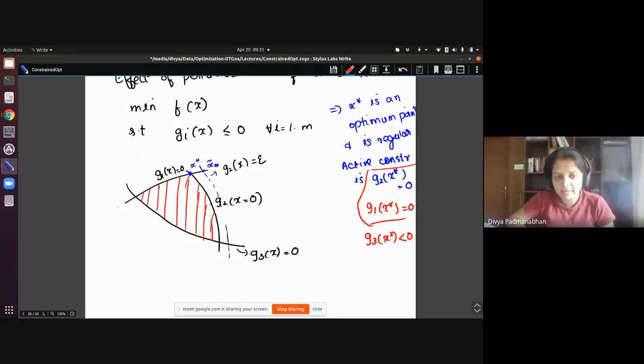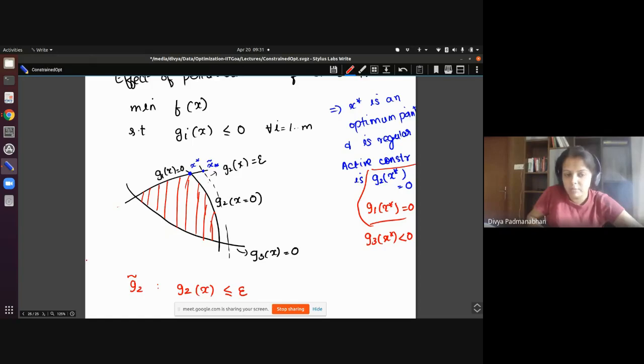Now what I'm going to do is change the constraint a little bit. I'm going to change the second constraint, g2(x) = 0. I'm just going to push it a little away so that I have g2(x) equal to epsilon. That's the new constraint, that's the new curve. Let me call it g2 tilde, so that is g2(x) less than or equal to epsilon. So this is a new problem where everything else remains the same.